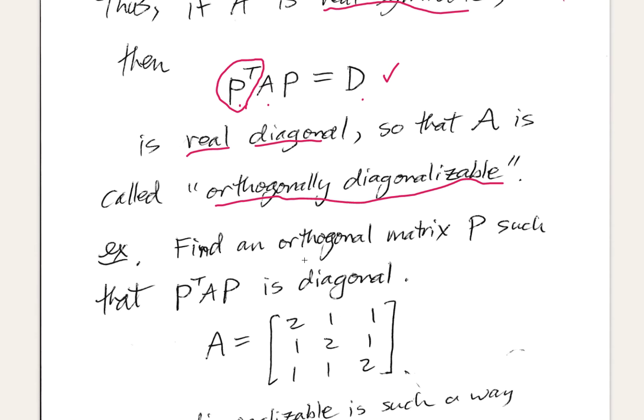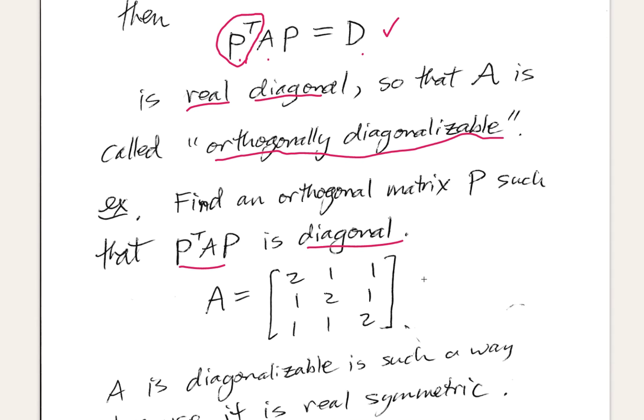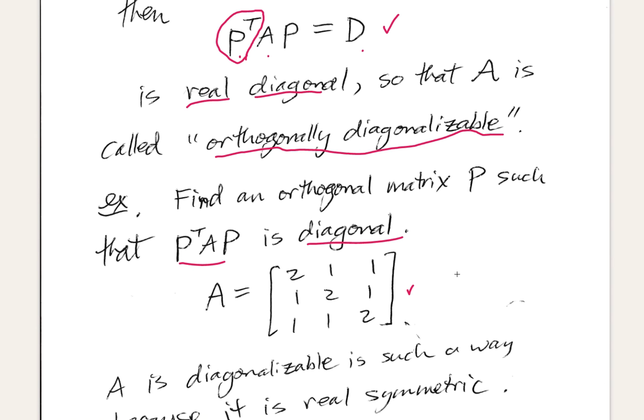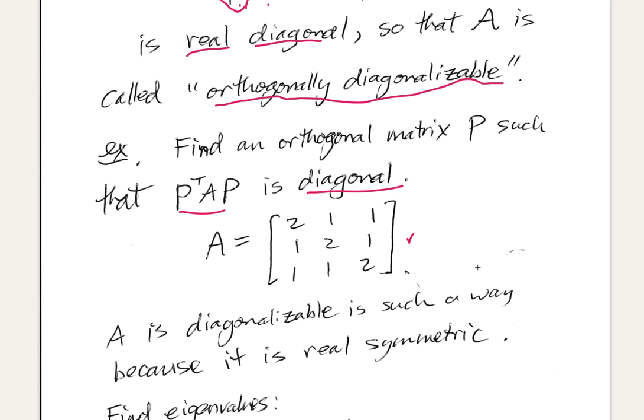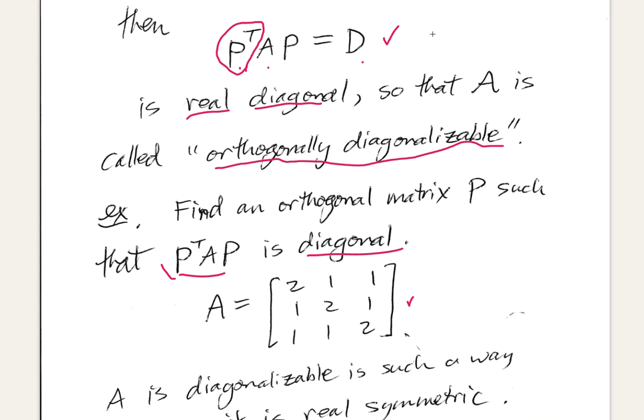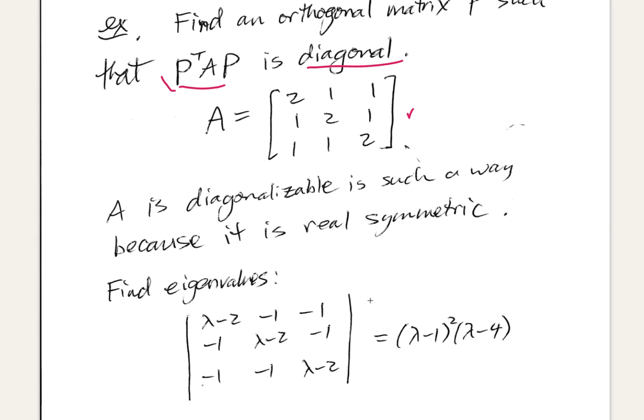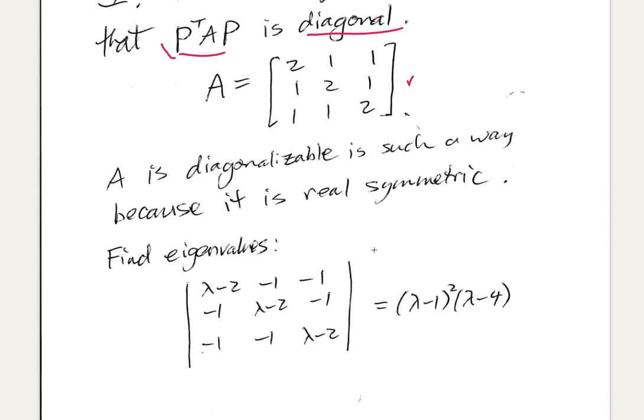Find an orthogonal matrix P such that P transpose AP is diagonal, or D here. Now here's going to be my A. You can see it's 2, 1, 1, 1, 2, 1, 1, 1, 2 reading across. You can see that's obviously real symmetric. It should therefore be orthogonally diagonalizable, so there should be a P that we can find here that will do this for us.